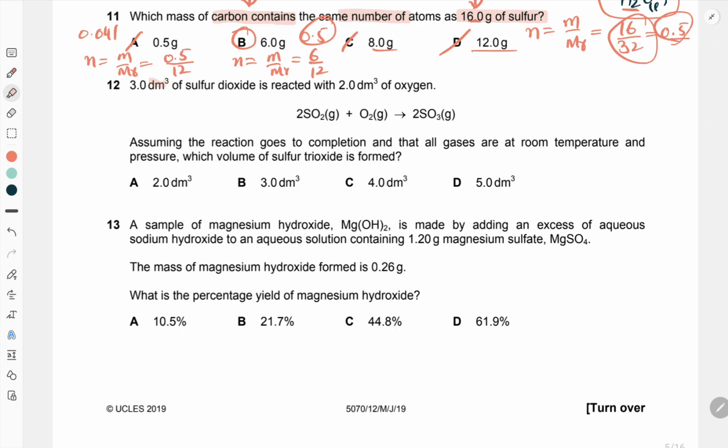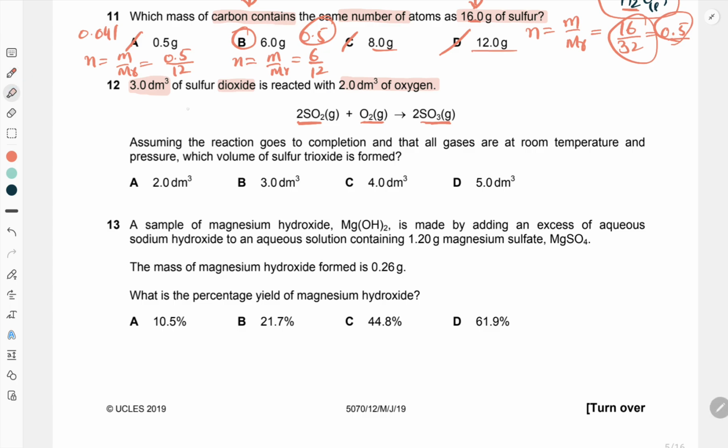Question 12 is important. 3 dm cube of sulfur dioxide reacts with 2 dm cube of oxygen. But according to the balanced equation, 2 moles of sulfur dioxide react with 1 mole of oxygen to produce 2 of sulfur trioxide. One thing you need to know about gases is that you can compare their volume in terms of moles, because all gases occupy the same volume under the same conditions.